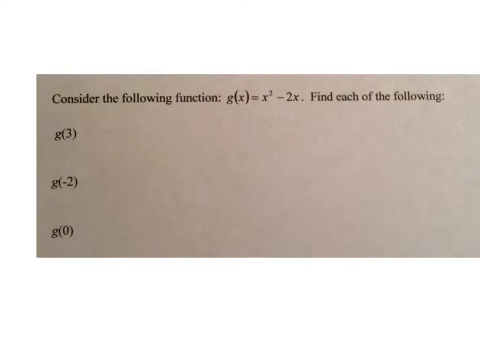Now, here you're asked to consider the following function using function notation. G of x is equal to x squared minus 2x, and you're asked to evaluate that function for 3, -2, and 0.